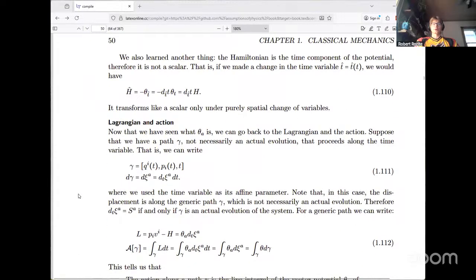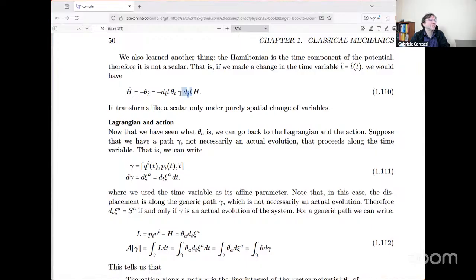Maybe I'll finish this section. Yeah. We also learned another thing. The Hamiltonian is the time component of the potential. Therefore, it is not a scalar. That is, if we made a change in the time variable, t hat equals t hat of t, we would have H hat is minus theta_t hat. It transforms like a scalar only under purely spatial changes of variables. Right, so it's a scalar only if this is 1, which means that you're not redefining time.